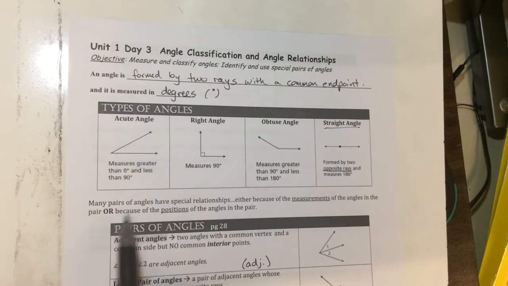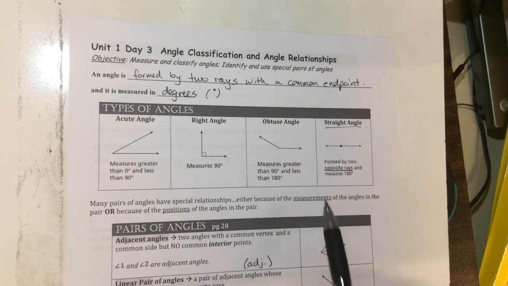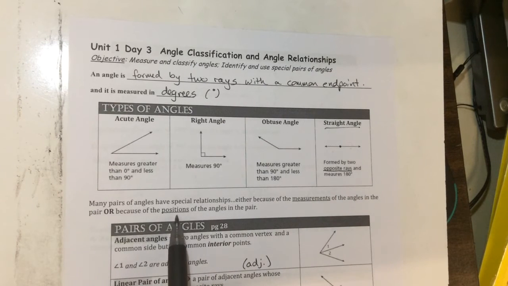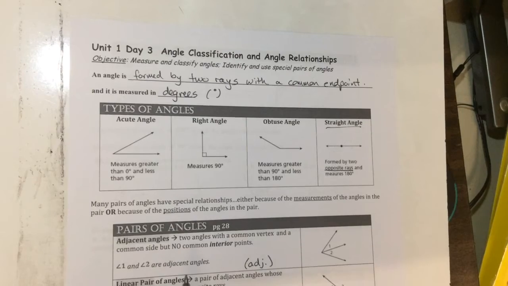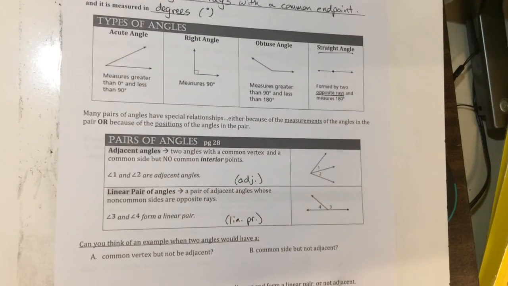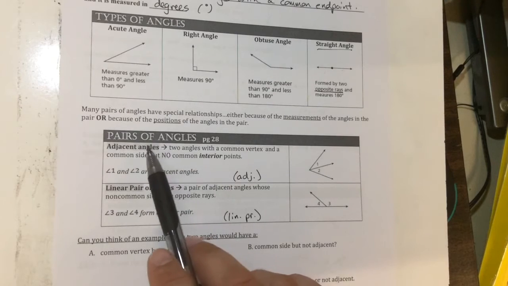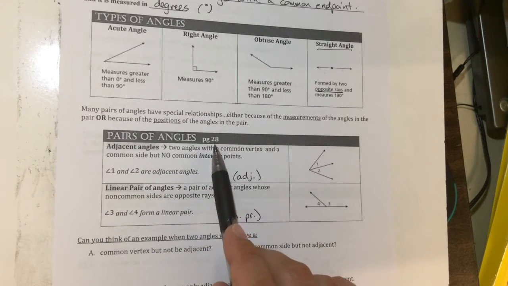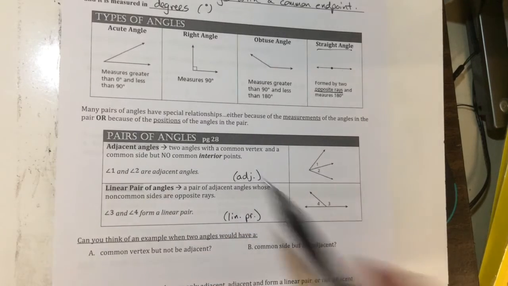Now, many pairs of angles have special relationships, and so that's where we're going to take a look at this for the rest of the lesson, either because of their measurements of the angles or their positions in relationship to one another. And so we're going to look at some positioning relationships first. Okay, now here we've got two kinds of pairs of angles based on positions, and you can find this same information on page 28 of your textbook.